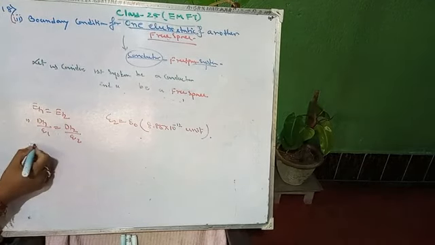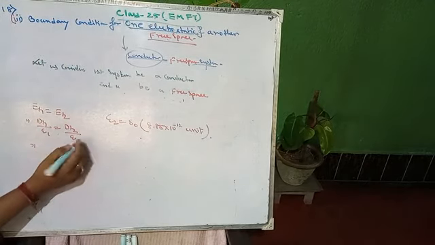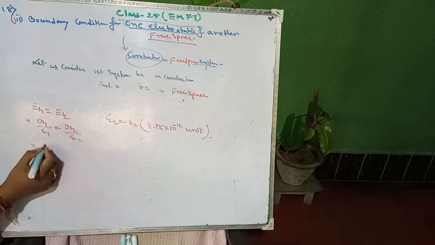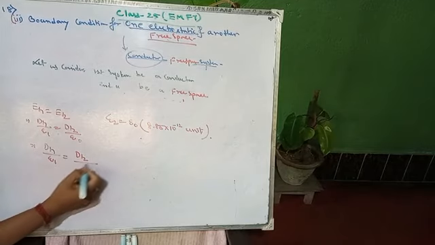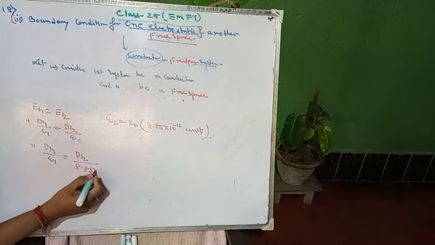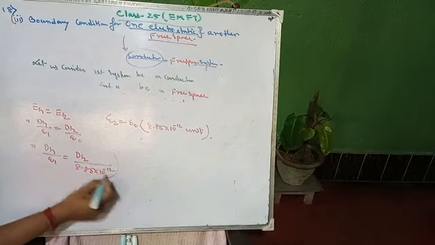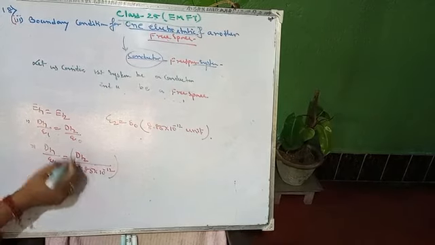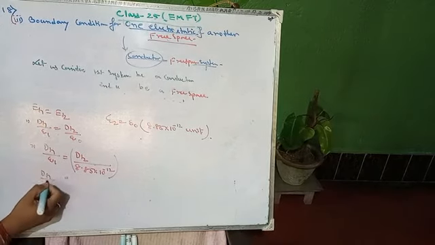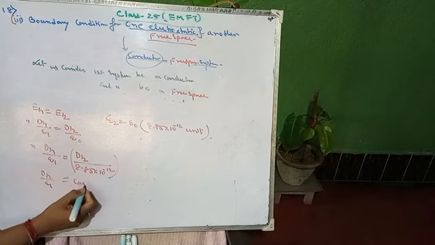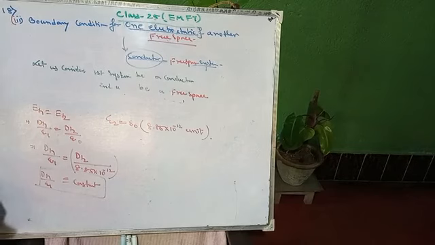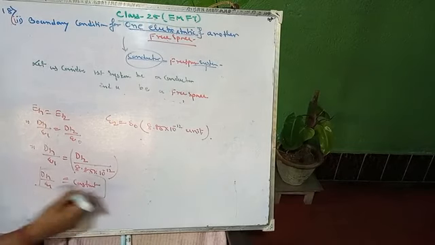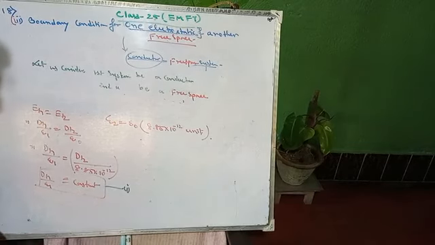So DT1 by epsilon 1 equals DT2 by 8.85 into 10 to the power minus 12, right? And in case of free space, this is a constant one, that is DT1 by epsilon 1 equals constant. So this is your first condition.